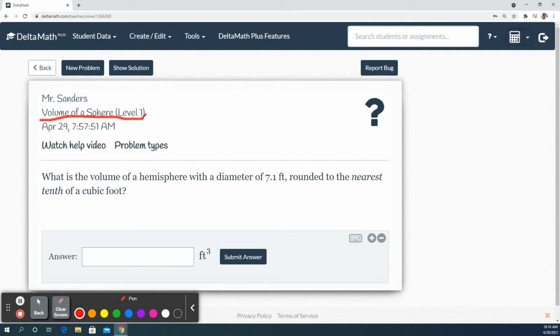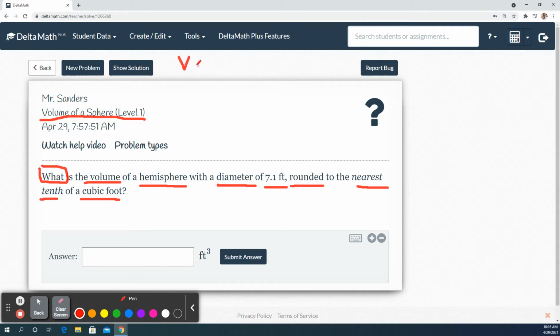Volume of a sphere, level 1. What is the volume of a hemisphere with a diameter of 7.1 feet? They want us to round it to the nearest tenth of a cubic foot. All right, well, let's go ahead and get out the formula first. A hemisphere is similar to a sphere.